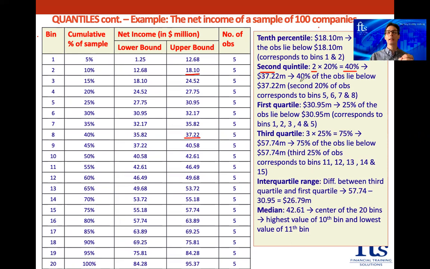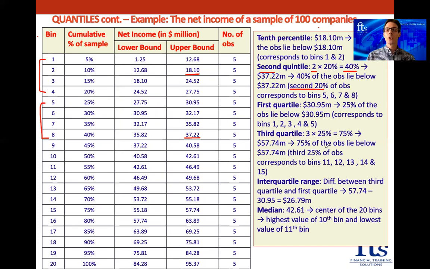So what can we say in English? That 40% of the observations lie below 37.2 million. So the second 20% of the observations correspond to these bins over here, from 5 down to 8 over there. That is going to be the second 20% of the observations, they correspond to those bins. The first 20% would correspond to those bins over there.